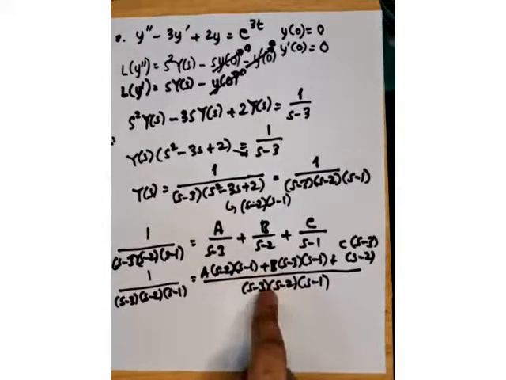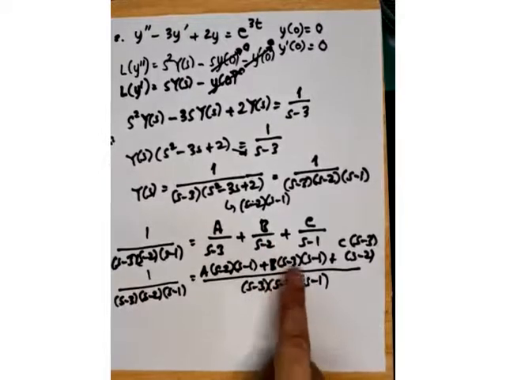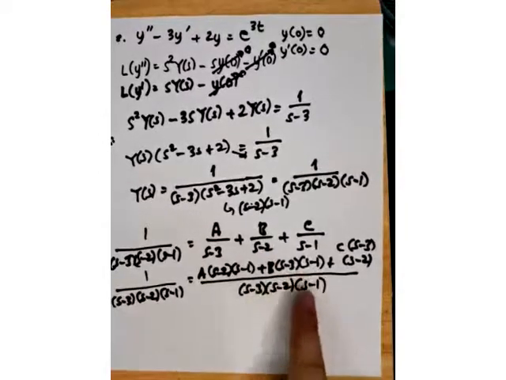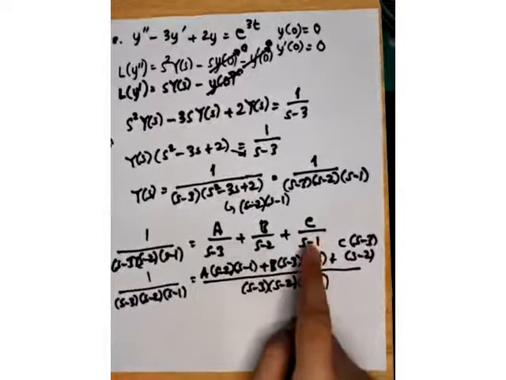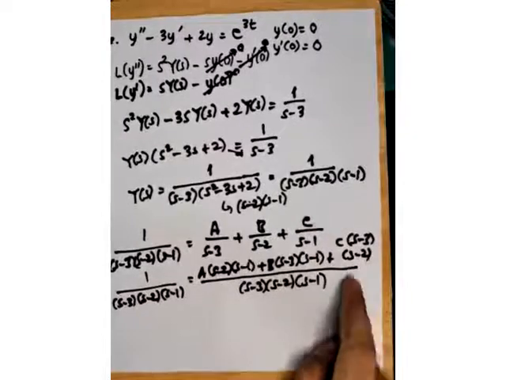Plus, itong denominator, divide nyo nito and then times yun ng B. So plus B, S minus 3, S minus 1. And then again, so dito naman sa S minus 1, so times C. So C, S minus 3, and S minus 2.